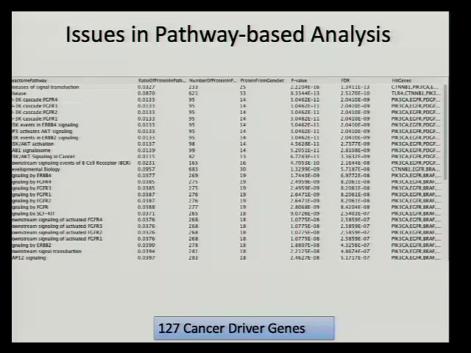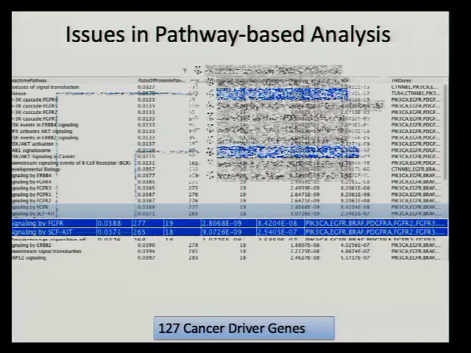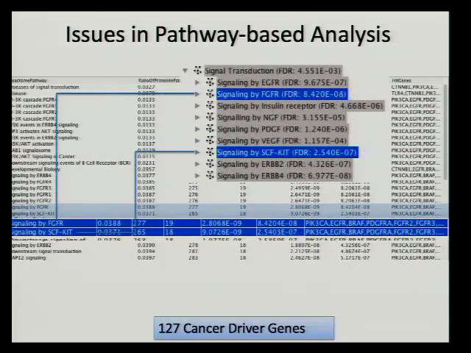All output from one pathway can actually regulate pathway activities of another pathway. So this kind of thing is cross-linked pathway relationship. For example, these two pathways, signaled by FGFI or signaled by SCF-KIT, both of them are annotated as signal transduction pathways, which means they are two different types of signaling pathways. But the question is, why are these two pathways both hit by these 127 cancer driver genes? From here, you basically cannot really answer this type of question.